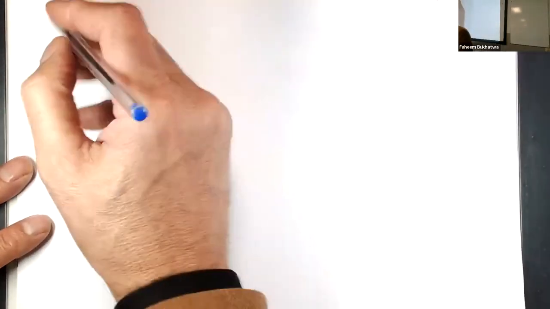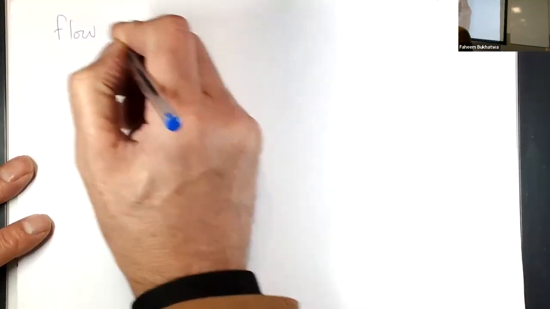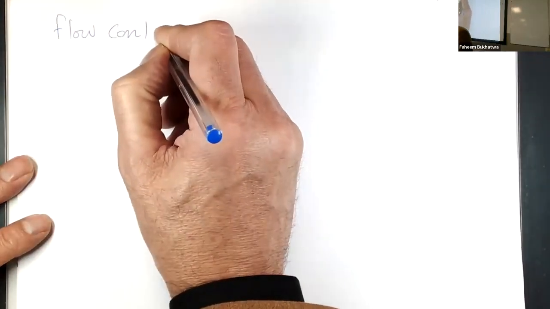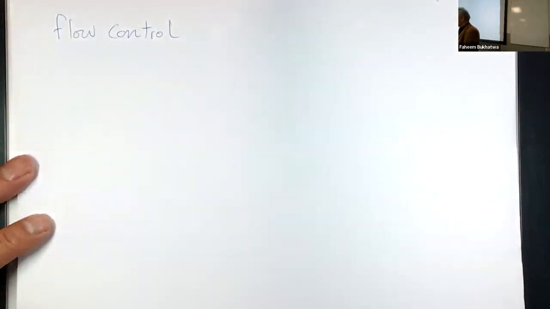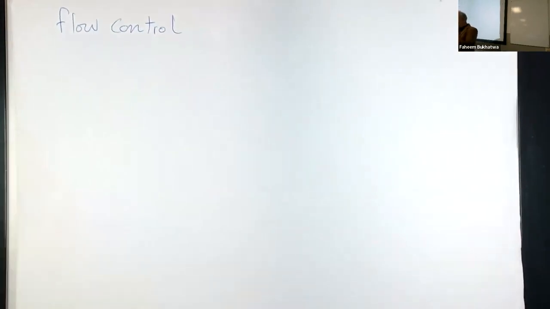So we talked about flow control. And flow control is what controls the flow of data between two neighboring machines, or even if they're not neighboring, end-to-end machines. There's always a flow control, and a flow control solves mainly one problem: the problem of a slow receiver and a fast sender.